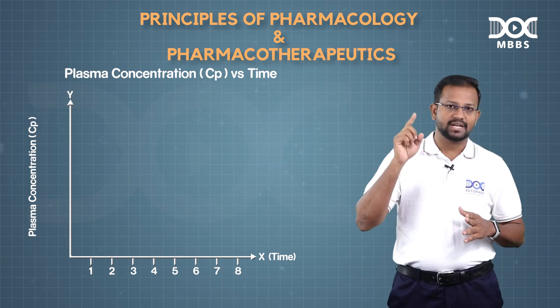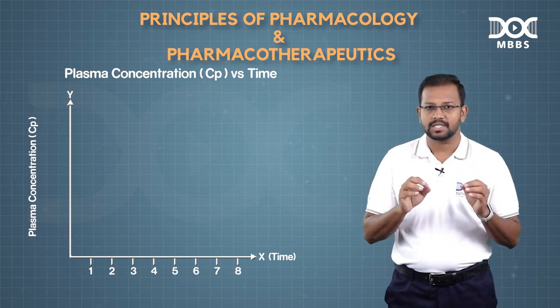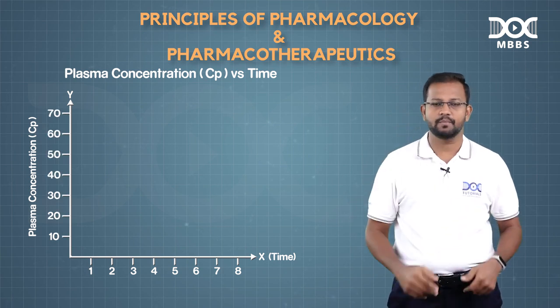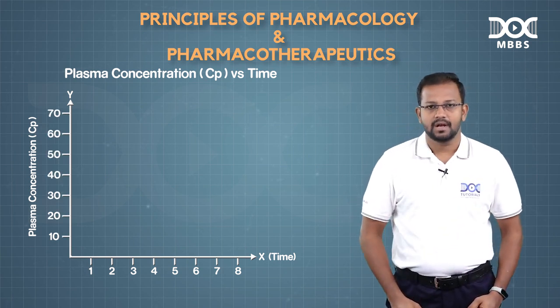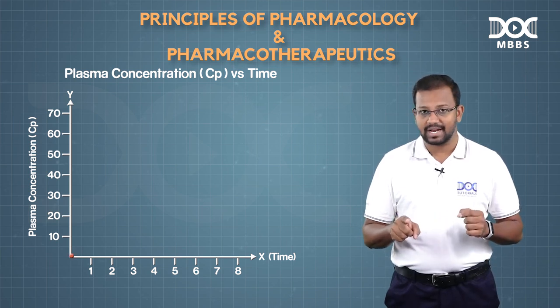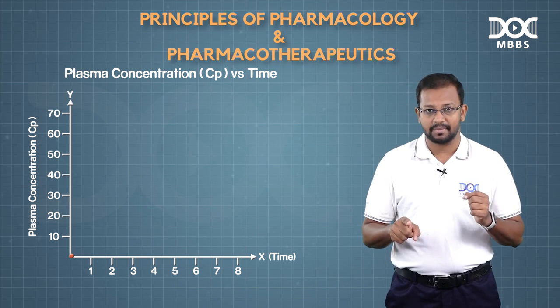And on the y-axis, we have the concentration of drug in the plasma. For this example, I am going to put up 10, 20, 30, 40, etc., moving up the y-axis. Now, the concentration starts from 0, right? Because at 0th time, there was 0 milligram of drug in the plasma.